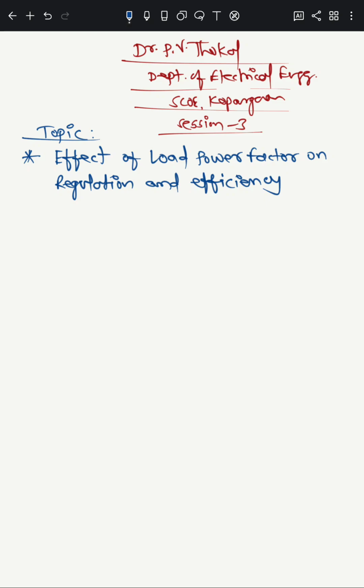I welcome you all to session 3, and today's topic is the effect of load power factor on regulation and efficiency. As you have seen in the title, first of all, we will discuss regulation and then we will discuss efficiency. So starting with point number 1, it is related to the effect on regulation.